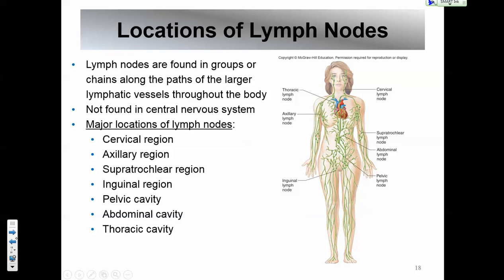We tend to have some that are aggregated in specific areas, like you've got cervical lymph nodes, that would be in the neck. The axillary lymph nodes are in the armpit. Remember all these different areas? You don't have to memorize the different areas. Don't worry about naming the areas for me. I've just got this on here so you can see that they are in some specific areas where you have clusters of them.